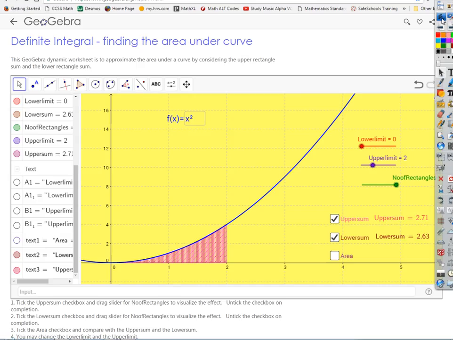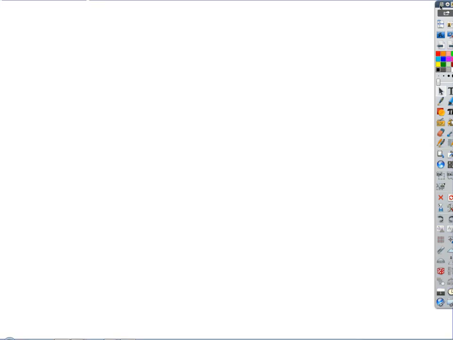So let's talk about the process. This process is called a Riemann sum, named after Dr. Riemann, I'm assuming. Do we know who the doctor is? Yeah, he was. So it's a Riemann sum.